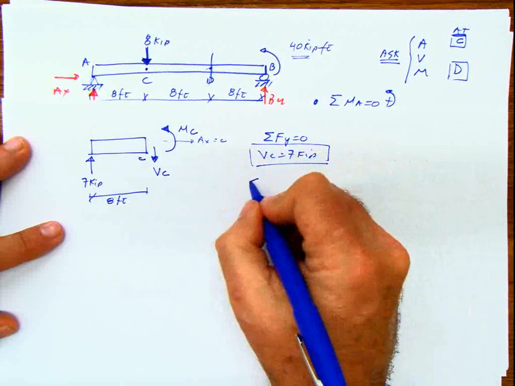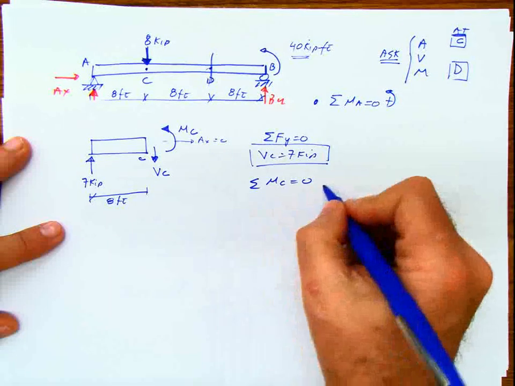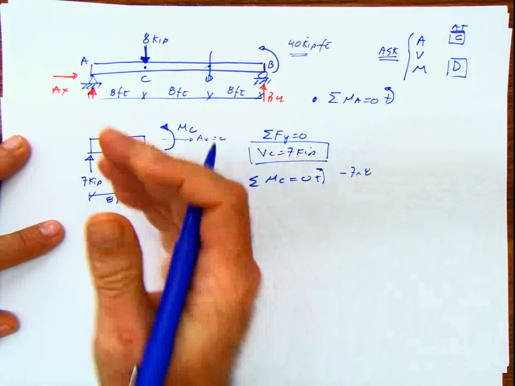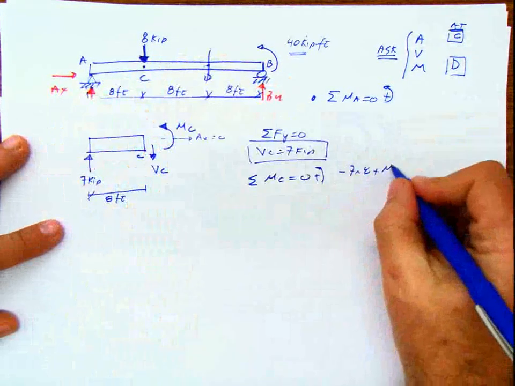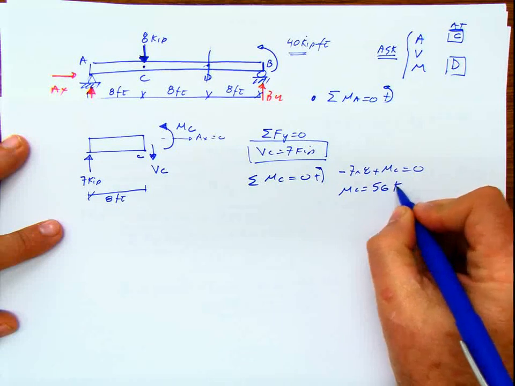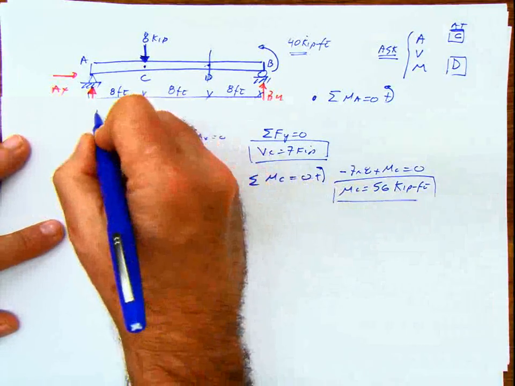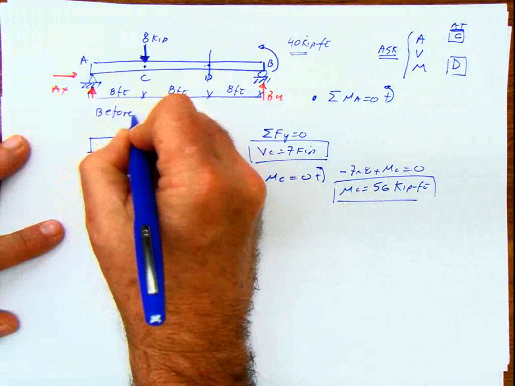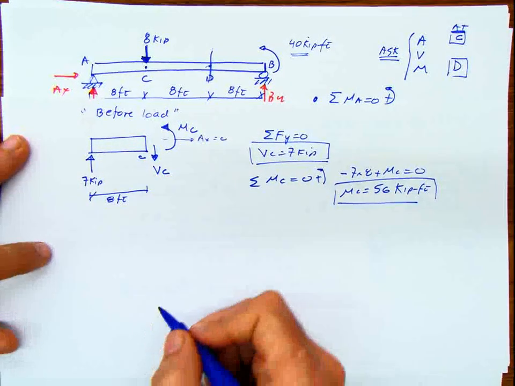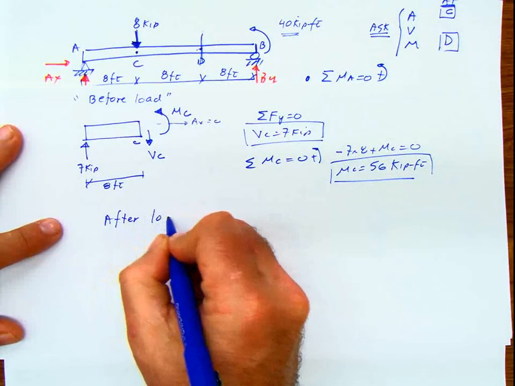And I do summation of moments at C equals 0. Then I have negative 7 times 8, negative 7 times 8 plus MC equals 0, so MC equals 56 kip-feet. That was before the load. Now let's do the other part, after the load.